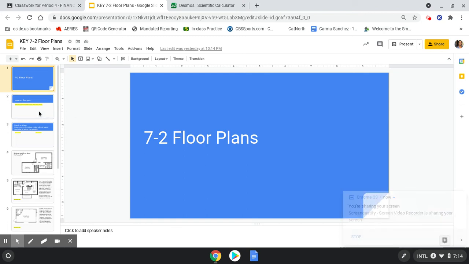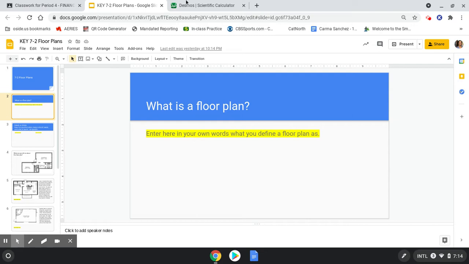Okay, today we're going to be doing notes digitally here on slides for our section 7.2 floor plans. This is part of the housing chapter. So let's take a peek. What is a floor plan?